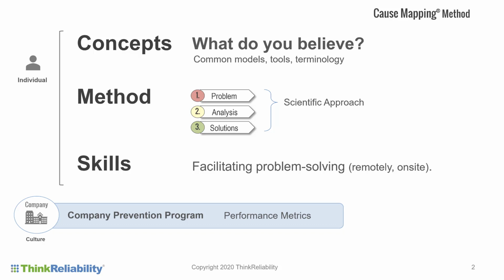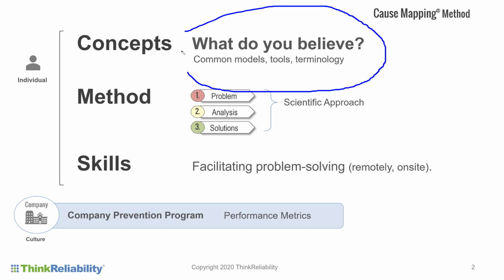So really we're going to cover up front, what is it that people believe? There are many different problem solving models and different tools and different terminology. There's a fair amount of confusion. We're going to cover the basics. We're going to step through really the method of problem solving, or cause mapping method, which is really just problem analysis solution. It is, we'd say, a scientific approach.